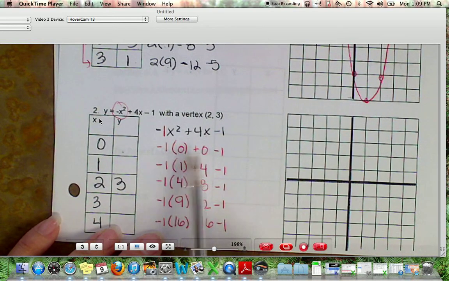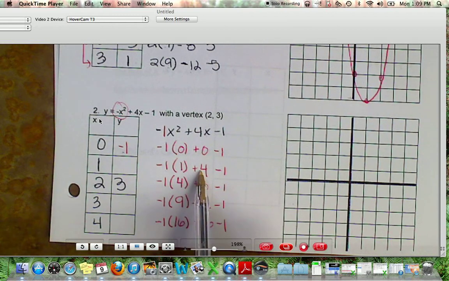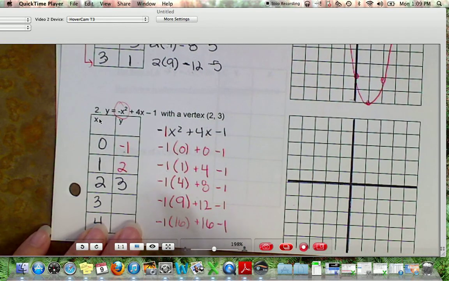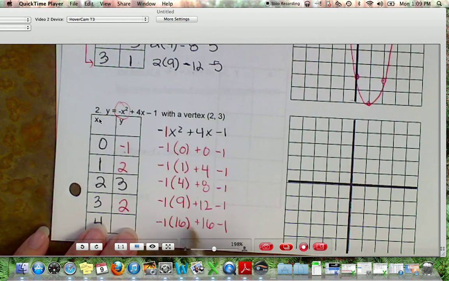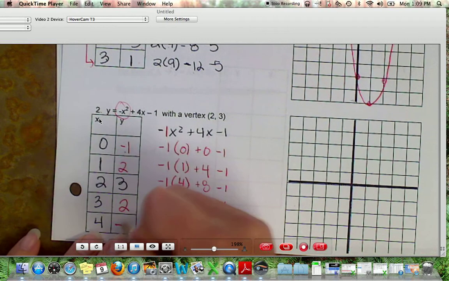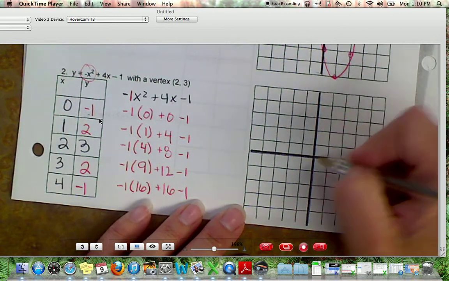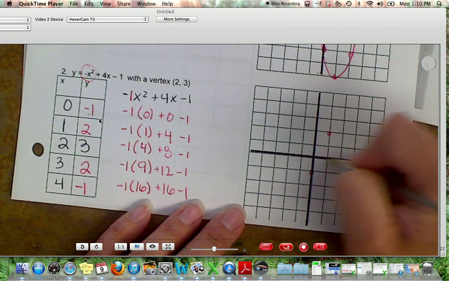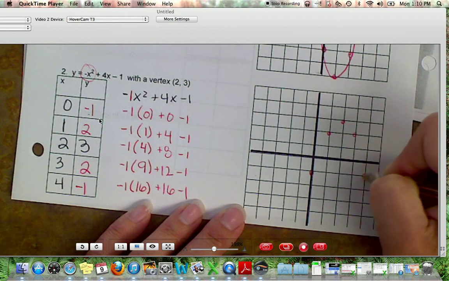So we got 0 plus 0 minus 1. Negative 1 plus 4 is 3 minus 1 will give us 2. I really didn't have to do that one. Negative 1 times 9 is negative 9. Plus 12 would be 3. 3 minus 1 is 2. Negative 16 plus 16, those two cancel each other out, and we get negative 1. So when we graph this guy, 0, negative 1, 1, 2, 2, 3, 3, 2, 4, negative 1.